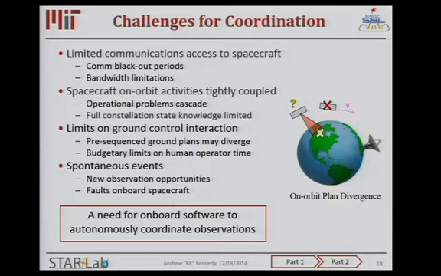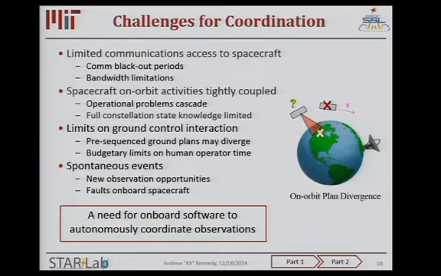There's limits on ground control interaction, so if we have this many spacecraft in a constellation, how do you actually have, you can't really have infinite human operators looking at, or doing sequencing, and looking at faults that emerge on these satellites. And then finally, spontaneous events.